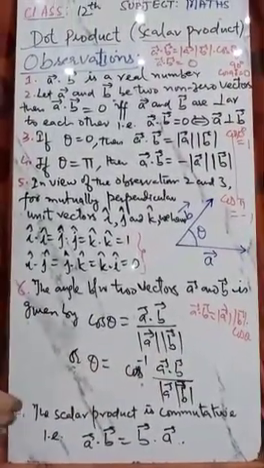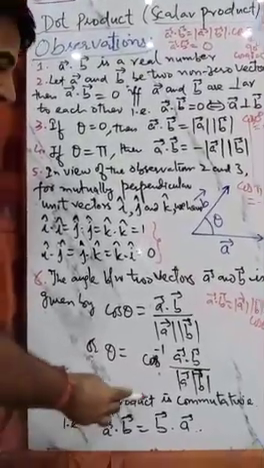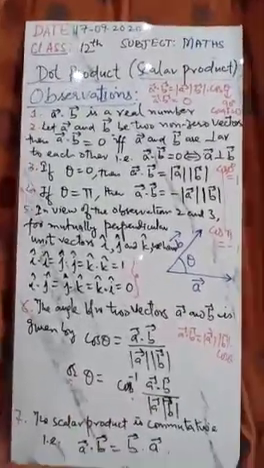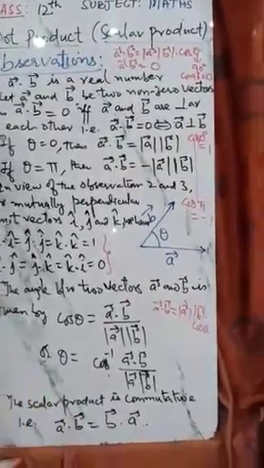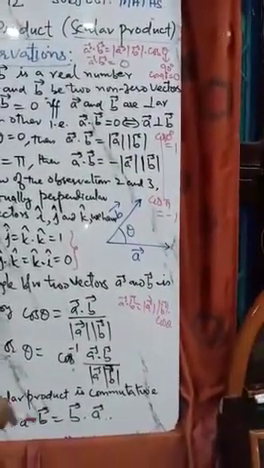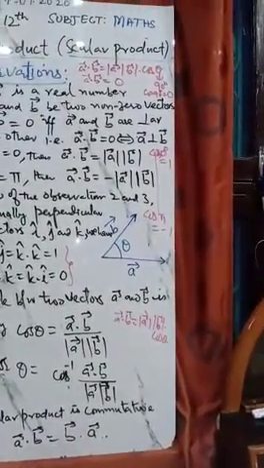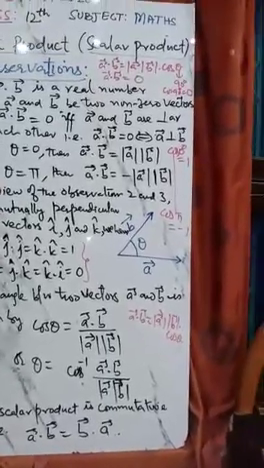Last, seventh, the scalar product is always commutative. So that means the dot product of A with B is equal to the dot product of B with A. So ये आपके पास observations हैं.